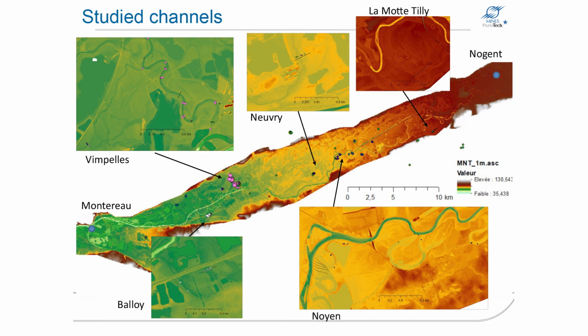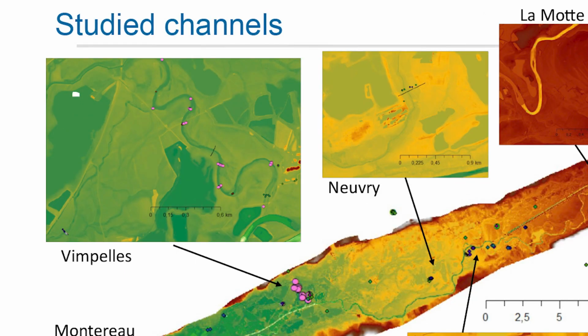Currently, the Seine River is a single thread channel, and we've done some sampling and studies in several areas. So we focused on areas where channels were well visible on the DEM, so that we can measure some geometrical parameters. And I'm going to focus for this presentation on the Vampel area, where we did several transects.